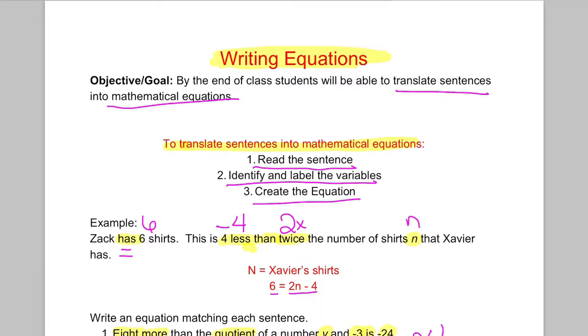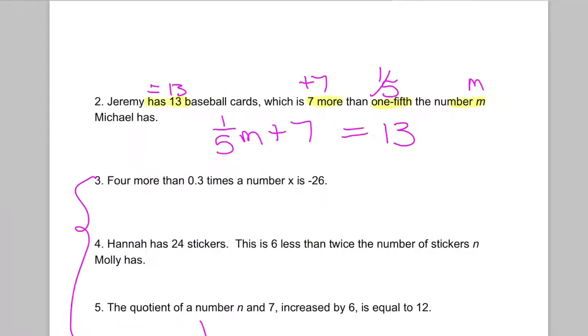So I always like to start by putting my equal in because that's easy. Okay. And then we know 8 more than the quotient of a number y and negative 3. So plus 8. So 8 plus the quotient means to divide, y divided by negative 3. That is our equation right there. Okay, go ahead and go to your next page.